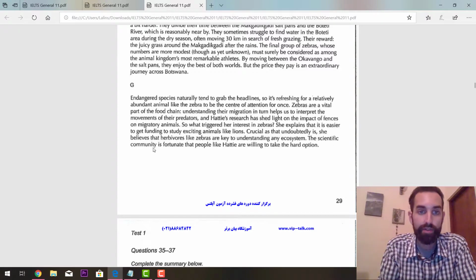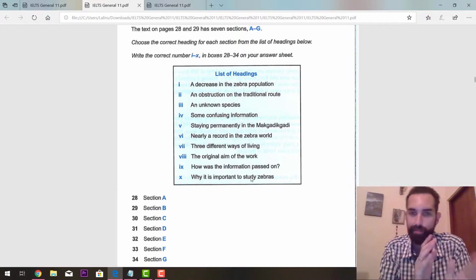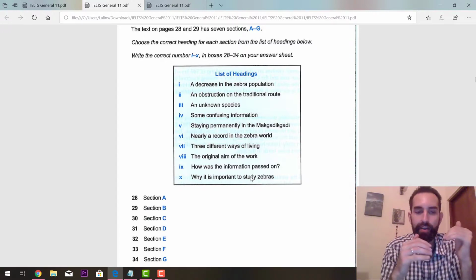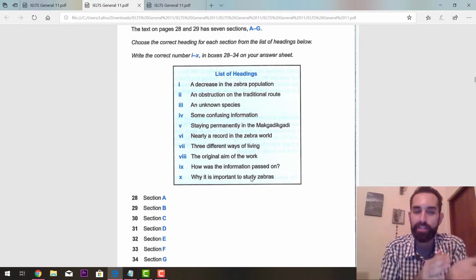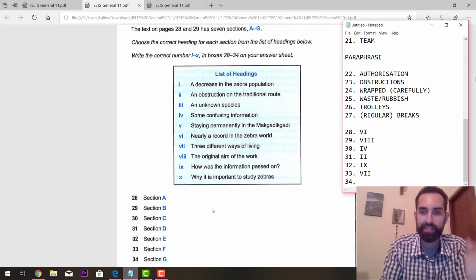The scientific community is fortunate that people like Hattie are willing to take the hard option. Okay, out of the things left, I think that's definitely talking about why it's important to study zebras. That was basically why she's studying zebras, why it's important not to just focus on lions, even though they're important. Understanding the habits and the lives of herbivores, such as the zebra, is important so you can understand the whole ecosystem in which they live. So that is clearly X.